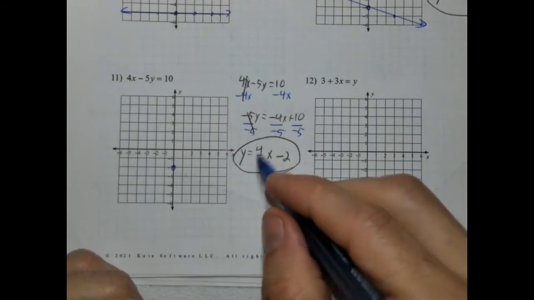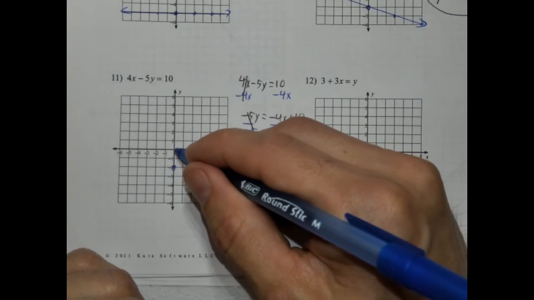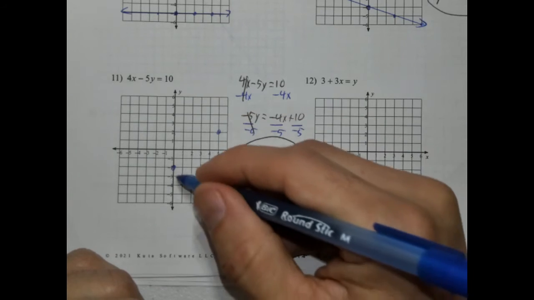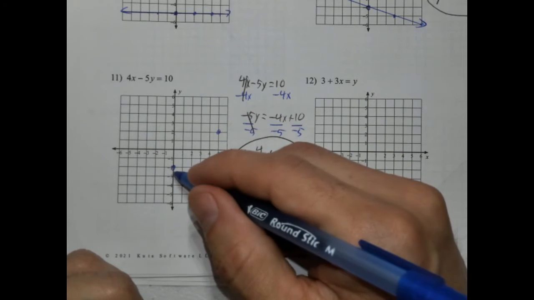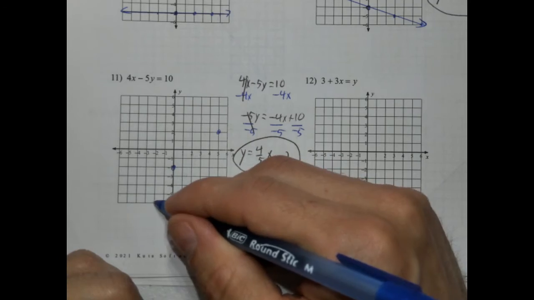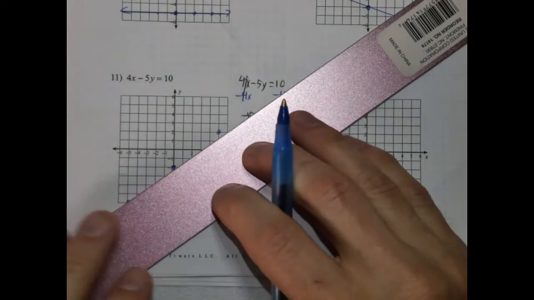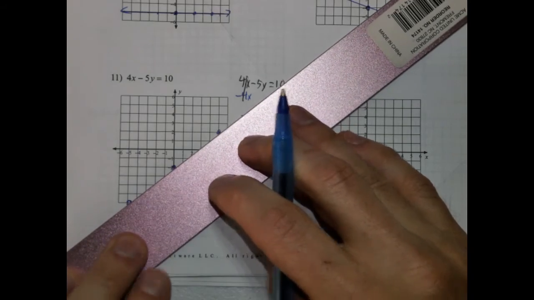Our rate of change is 4/5, so we're going to go up 4 over 5. So 1, 2, 3, 4, then 1, 2, 3, 4, 5. Then down 4 left 5. So 1, 2, 3, 4, then 1, 2, 3, 4, 5. Like that. Here we go.